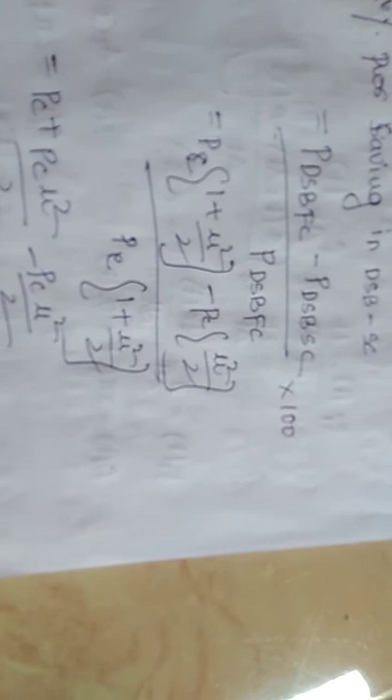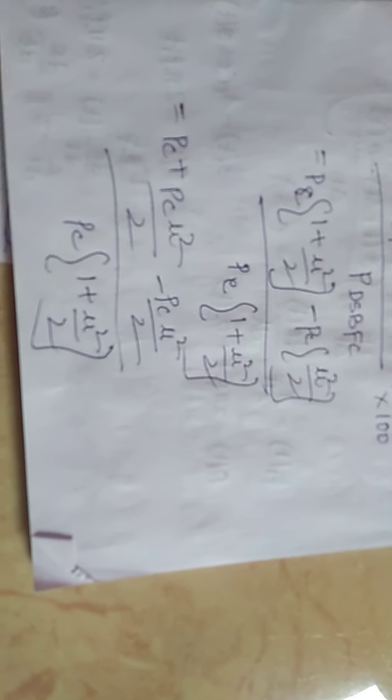This is the formula for calculating the percentage of power saving in DSB-SC. So Pc into 1 plus mu square by 2 is the equation for the full carrier. If you see the same equation for suppressed carrier, you see only mu square by 2. So this is divided by 1 plus mu square by 2. Every term is multiplied with Pc, then you get this equation. Again doing simplification, finally you get 2 by 2 plus mu square into 100. So this is the power equation.